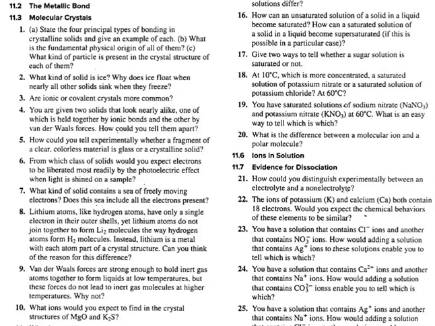These are the first set of exercise questions in chapter 11. And there are only 4 that I have listed. So let me get started with those. The first is number 1. State the 4 principal types of bonding in crystalline solids and give an example of each.